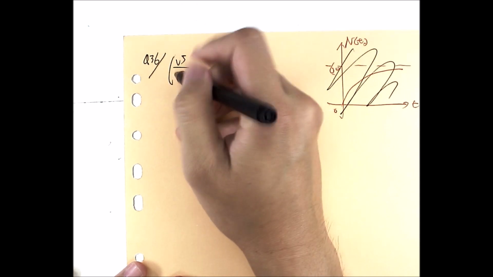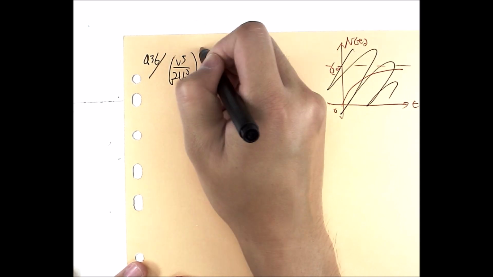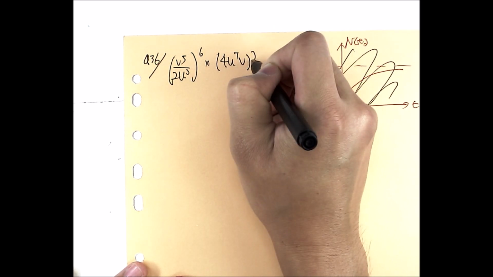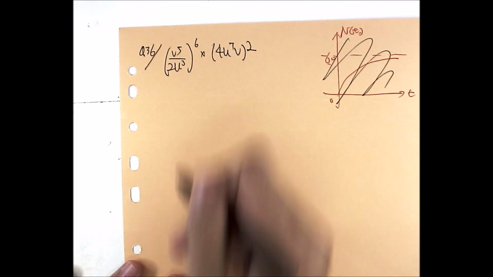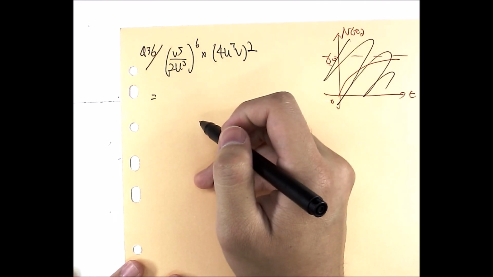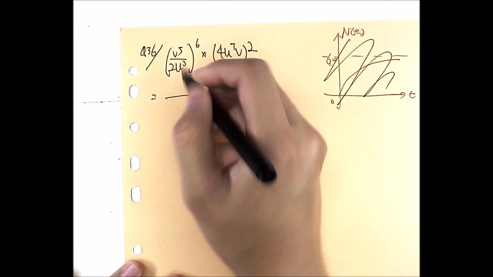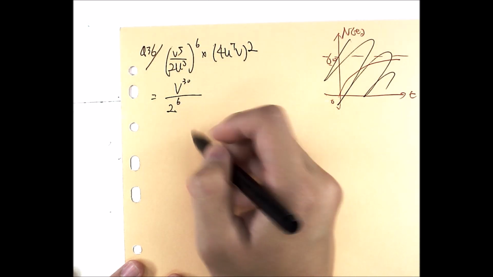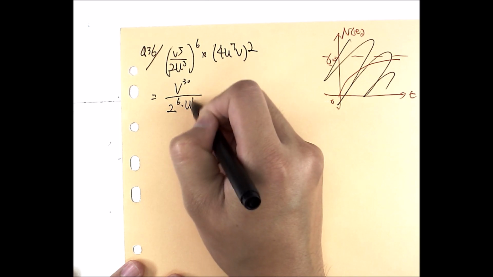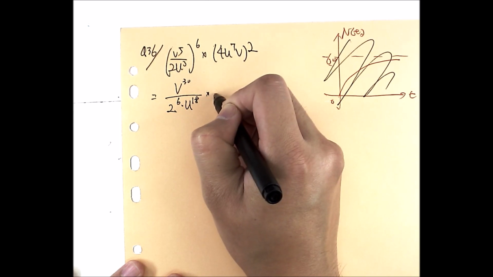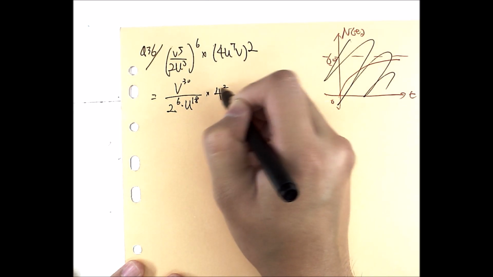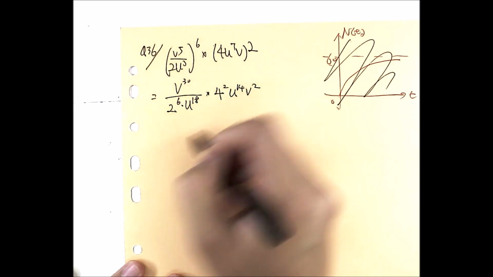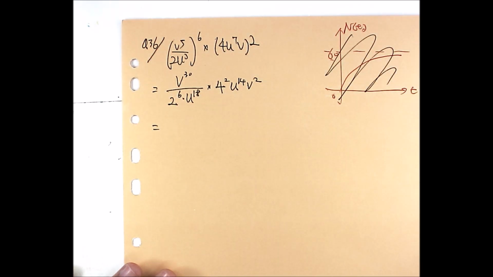36, v to the power 5 over 2u to the power 3, and then 6 times 4u to the power 7v, bracket to the power 2. So keep going. So for this, v to the power 30, and then 2 to the power 6, okay? This u to the power 18 times. For this one is 4 to the power 2, and then u to the power 14, and then v to the power 2. Is okay?